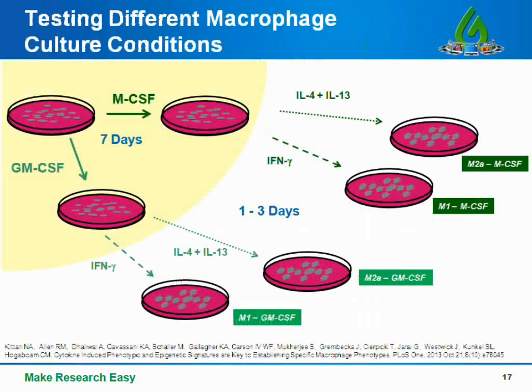So the scientists used 4 different culture conditions to test the epigenetic background and activation response of the resulting differentiated macrophages. The 4 culture conditions were MCSF for 7 days, followed by either interferon gamma or interleukin-4 and interleukin-13, or GM-CSF for 7 days, followed by interferon gamma or interleukin-4 plus interleukin-13.